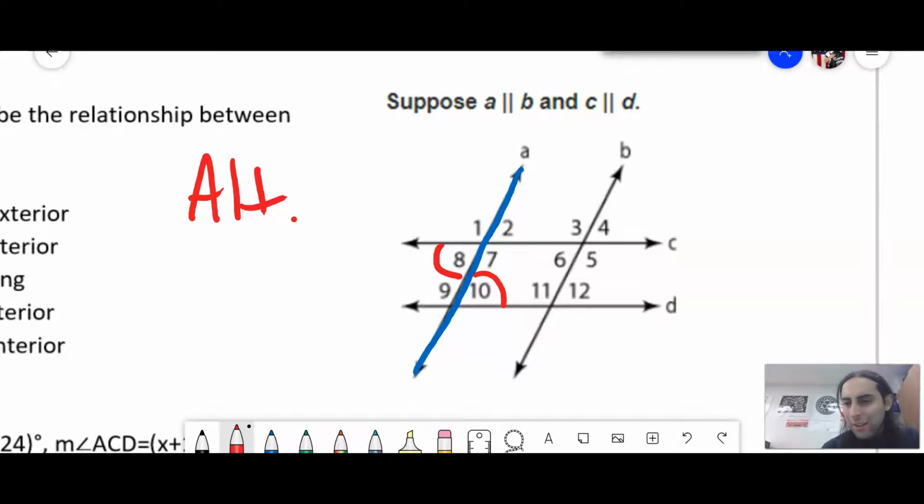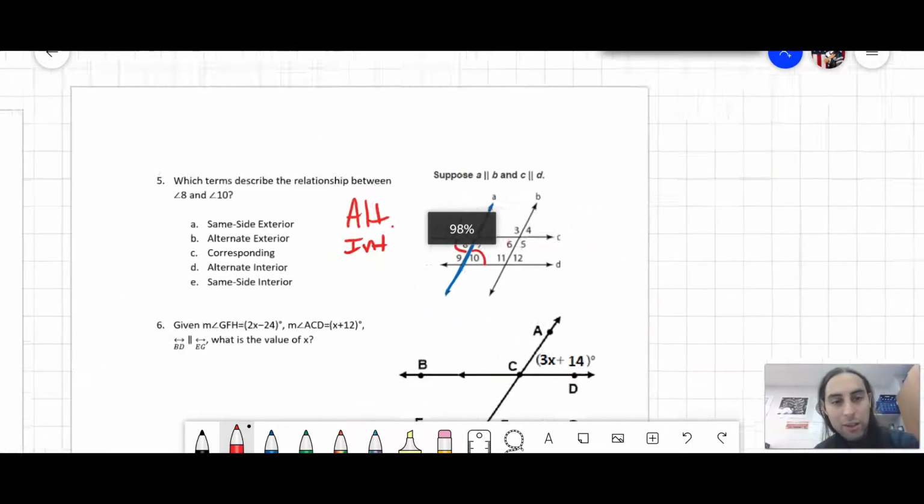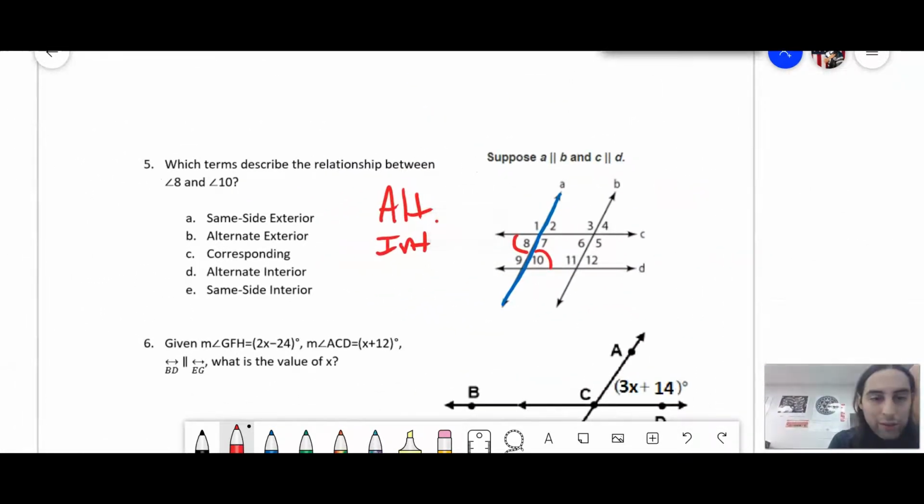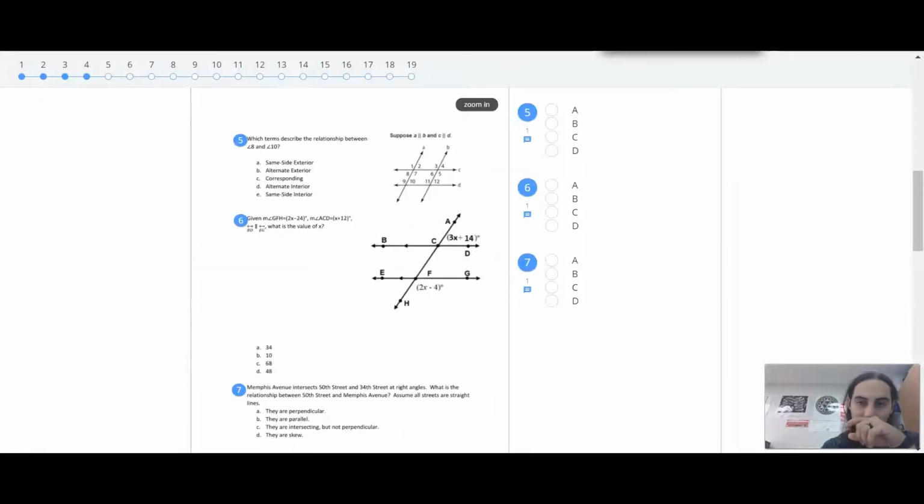And then, do you notice how 8 and 10 are in between parallel lines C and D? They're kind of sandwiched in the inside of line C and line D. So we call 8 and 10 interior, in between the parallel lines. So alternate interior is going to be letter D. Okay, 5D.